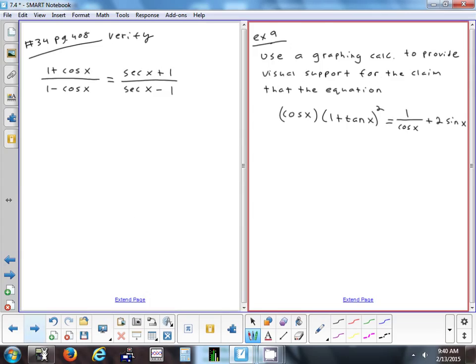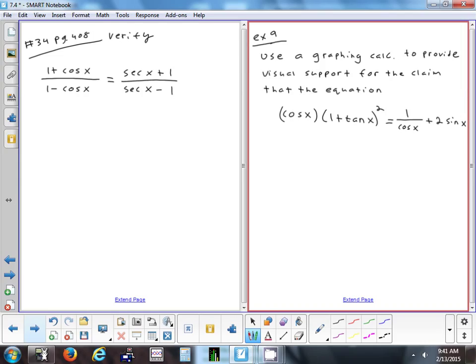Okay, so we got that one on page 34, Example 9. That's a little different. That's using a graphing calculator to support the claim that what's on the left and what's on the right matches. You don't have to use algebra in this one. If what's on the left and right matched and you graph them, it's going to look like the same line. That's how you'd support that claim.